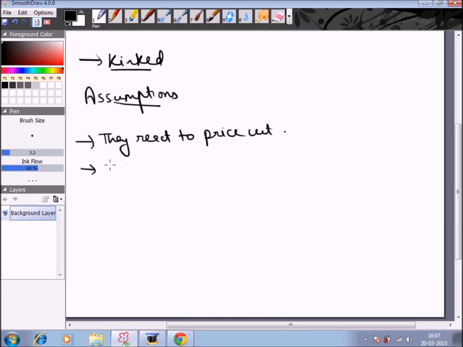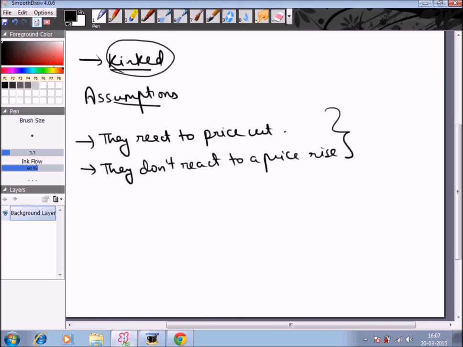And the second assumption is that the firms here don't react to a price rise. Suppose a firm takes a decision to raise its price in order to improve its profit level, the other firms will not react to the price rise. So these are the two basic important assumptions. Now let's see how a firm under this particular model gets a kinked demand curve.